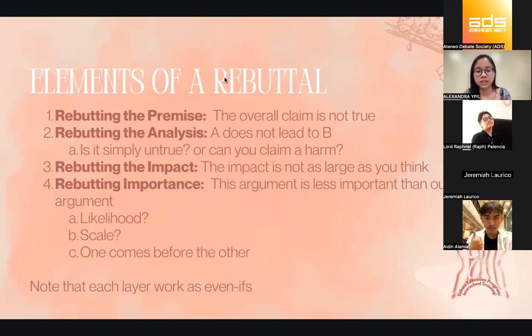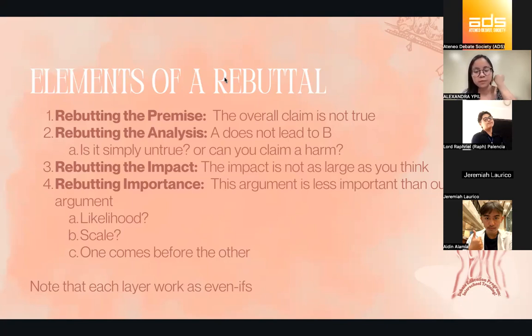And lastly, on rebutting the importance. This is where you assume the premise is true, the analysis is true. That means that, okay, point A leads to point B outcome or benefits, and the impact that gov or your opposing side claims is something that affects the target group of people that they said it does affect. You can directly compare the arguments and explain why they're less important than your argument. Is it about likelihood? Is it about scale? Is it about prerequisite? Like maybe your argument comes before their argument.